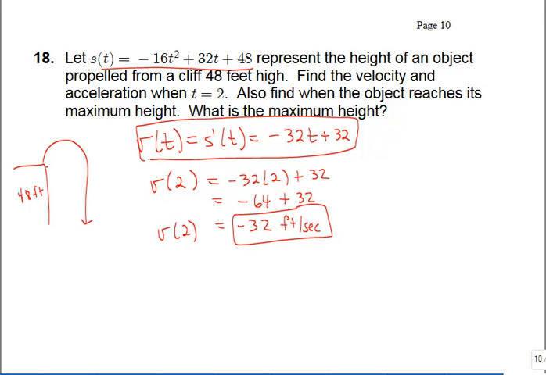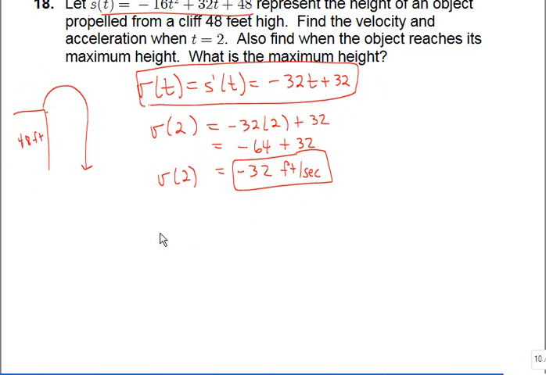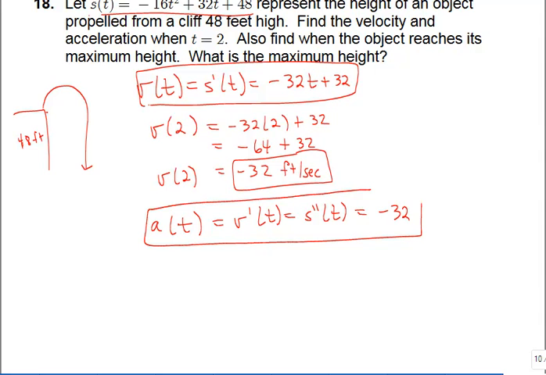Now let's find our acceleration. So to find acceleration, we need to take the derivative of velocity, which is the same as 2 derivatives of position. Well, here was velocity. Here was our first derivative. So the derivative of this again will be my second derivative, and the derivative of negative 32t is just negative 32, and the 32 on the end goes to 0. So there's my acceleration function.